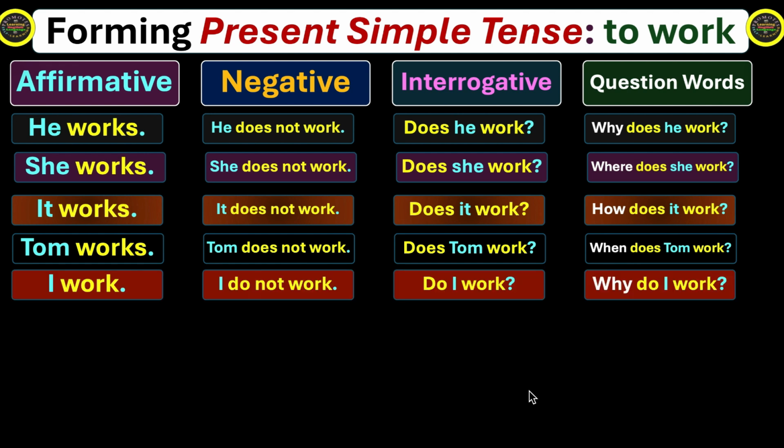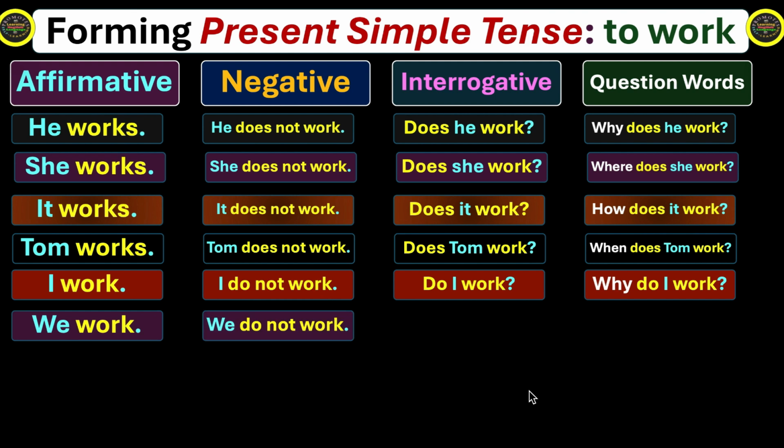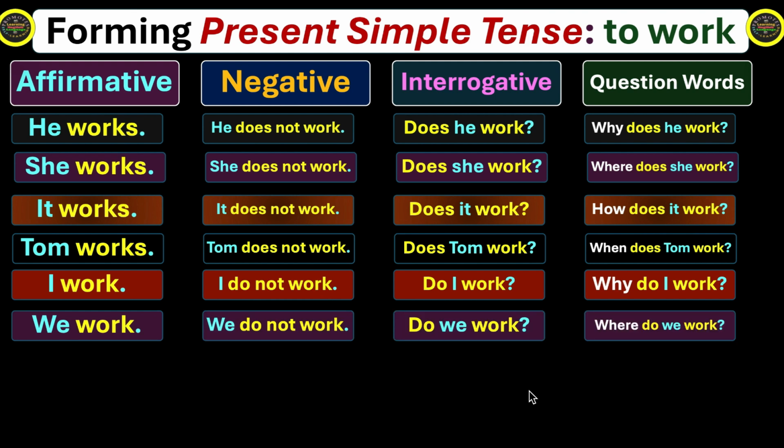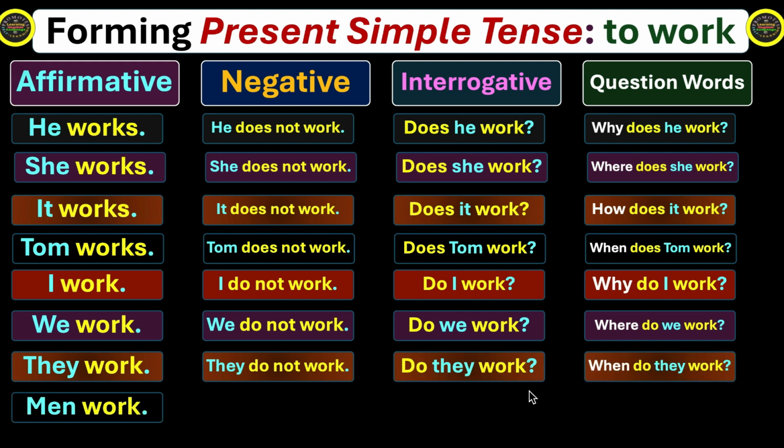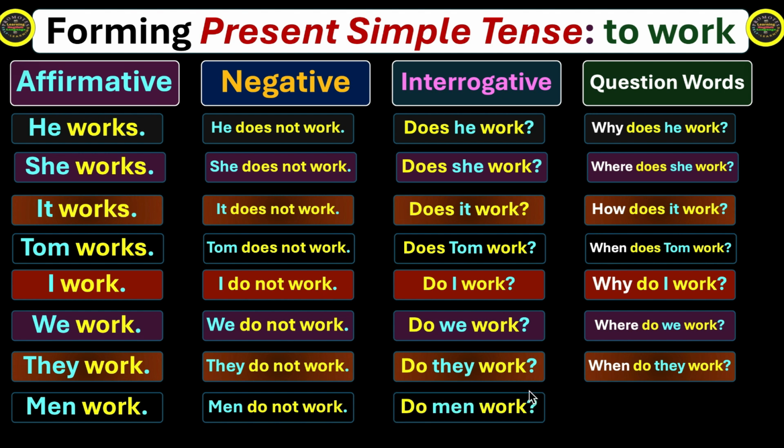Why do I work? We work. We do not work. Do we work? Where do we work? We continue. They work. They do not work. Do they work? When do they work? Now we have the plural noun. Men work. Men do not work. Do men work? How do men work? These are 34 structures of present simple tense. You can replace the word work with any other verb of your choice, and you can make sentences as many as you like.